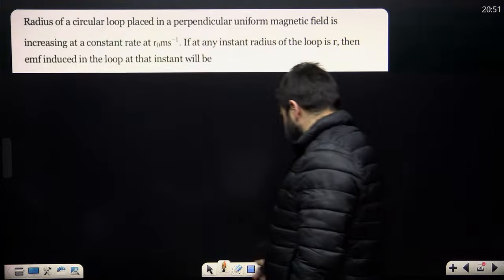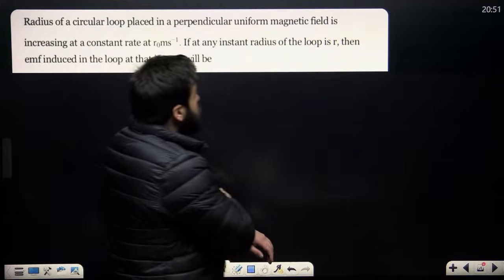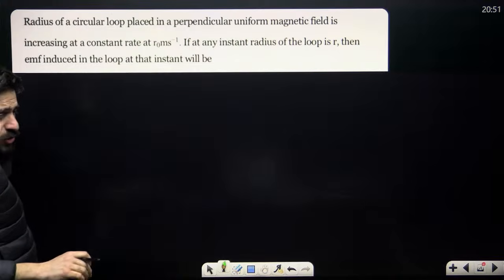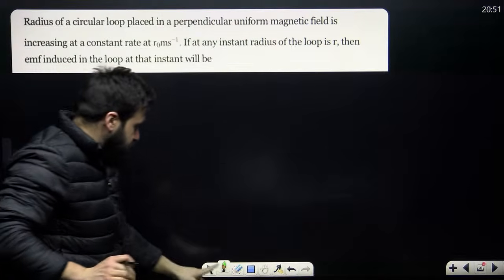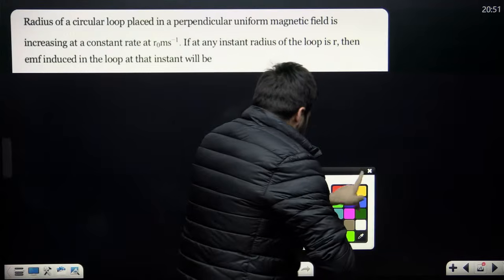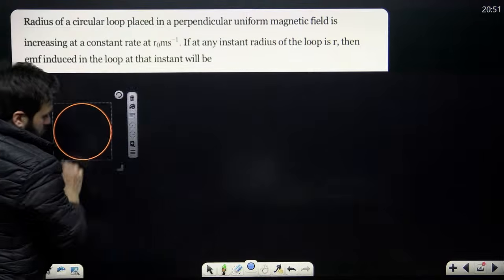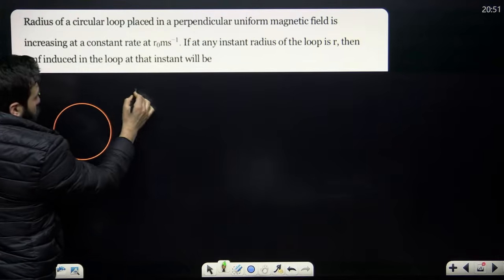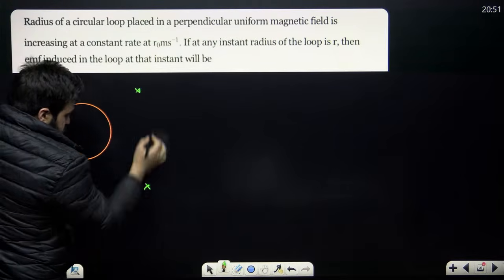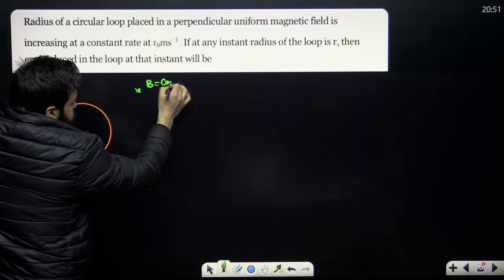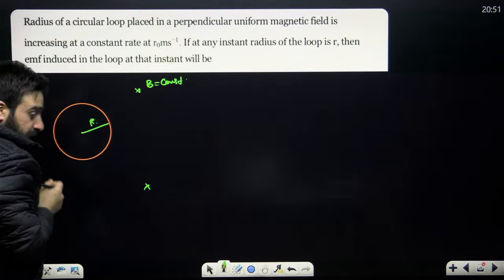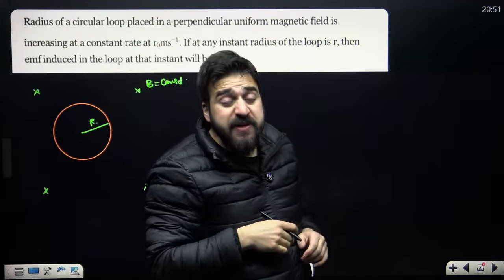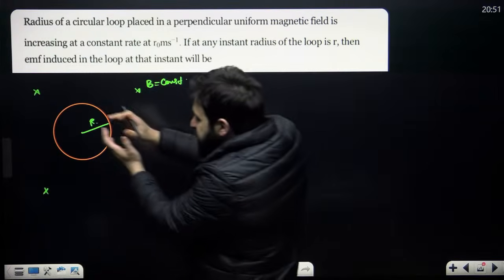Let's talk about this question. Radius of a circular loop placed in a perpendicular magnetic field is increasing at a constant rate, R0 meter per second. What does the question say? You have got a circular loop over here. It is placed in a constant magnetic field. Now, radius of this is, let's suppose, R at any instant. And the radius of this loop is increasing, meaning this is getting bigger.